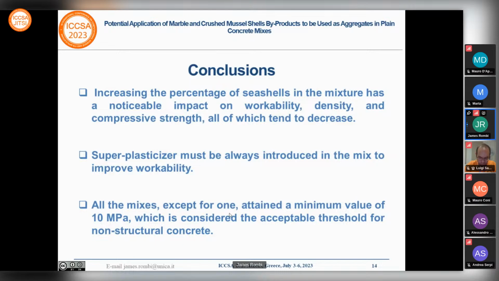So what can we say from this preliminary test campaign? We can say that increasing the percentage of seashells in the mixture has a noticeable impact on workability, and also on density and compressive strength, all of which tend to decrease as the amount of seashell increases. We must say that a superplasticizer must always be introduced in the mix to improve workability, and in all the mixes except one, mix number 5, we had values over 10 megapascal, which is considered an acceptable threshold for non-structural concrete.